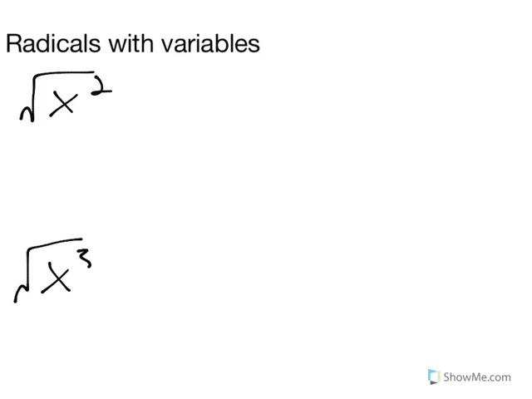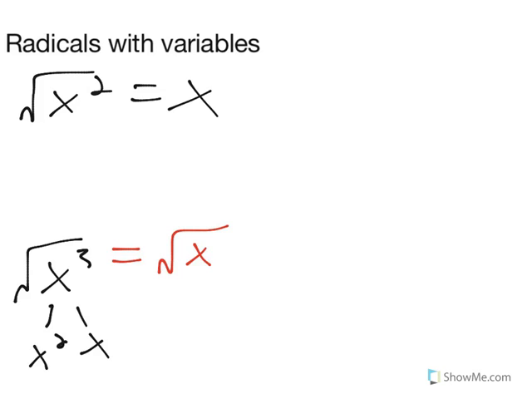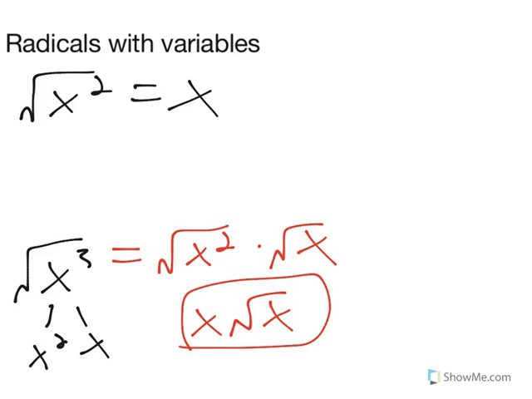Okay, variables can also be part of radicals. For example, right here, square root of x squared, that just equals x. And that is because x times x equals x squared. Pretty simple stuff. But down here, the square root of x cubed. Now, if you know properties of exponents, which you should, you would know that x cubed can be simplified into x squared and x. So now we can rewrite that as square root of x squared times square root of x. Now we can simplify that even further into just x root x. This is the radical in its simplest form.